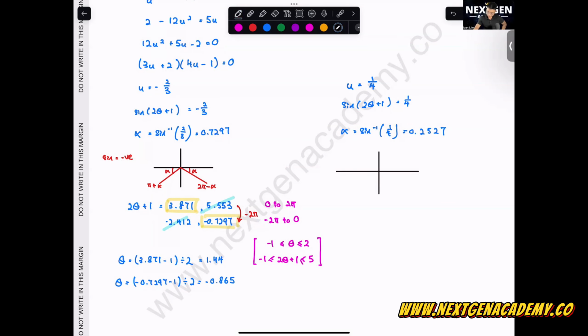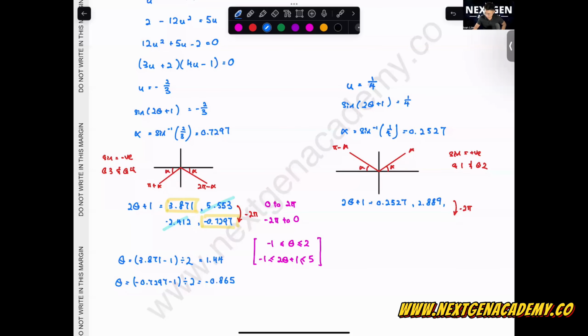Which quadrant is it at? We will take sine is positive. So we will take here alpha and pi minus alpha. Sine equals to positive means quadrant 1 and quadrant 2. This one was quadrant 3 and quadrant 4. Going to do the same thing again. 2 theta plus 1 will be equals to 0.2527. Pi minus alpha will be 2.889. Then you minus 2 pi to both the values.